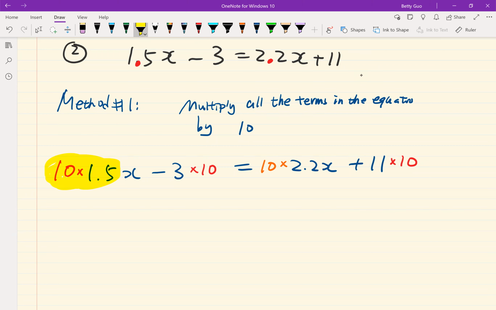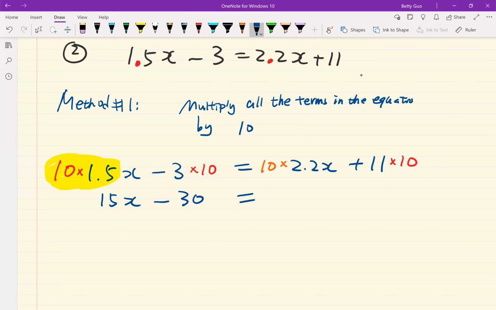1.5 multiplied by 10. We talked about this before. We multiply a number by 10, which is equivalent to moving the decimal point to the right one time, right? So do we have a 15? Yeah, so 15x exactly. And what is 3 times 10? 30, right? So negative 30.